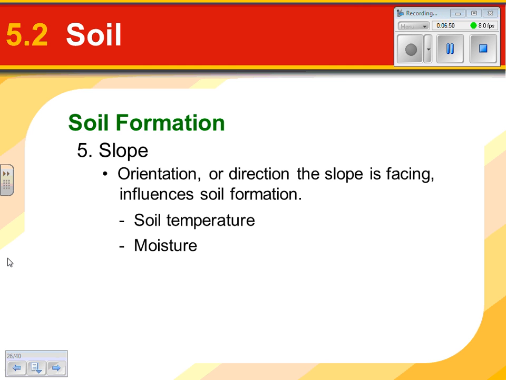Slope. The orientation or direction the slope is facing influences soil formation too, and the orientation means, how much sun is it getting, what's the temperature and the moisture.